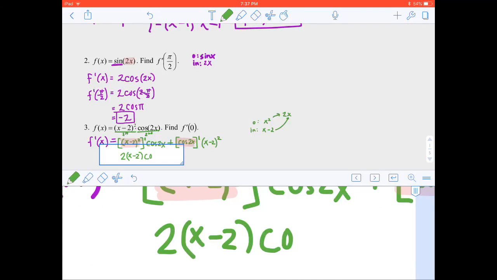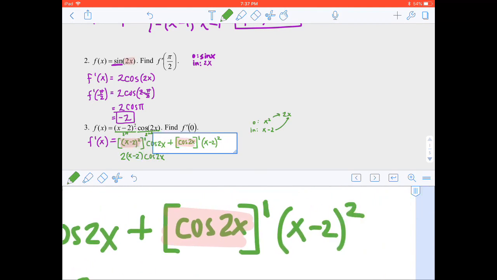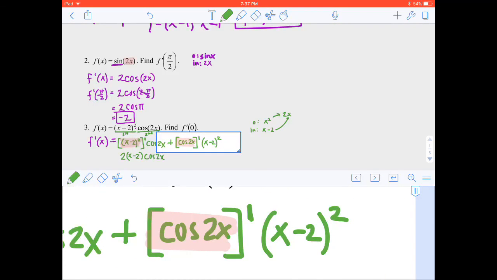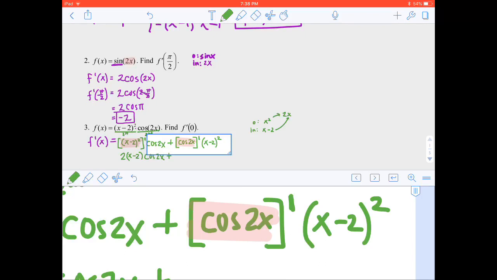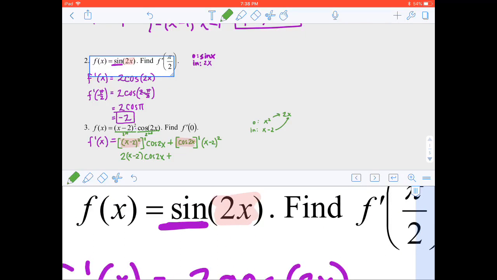And then we have that cosine 2x. Now here, I need to take the derivative of cosine 2x. So this is another chain rule, kind of like the one that we did here.